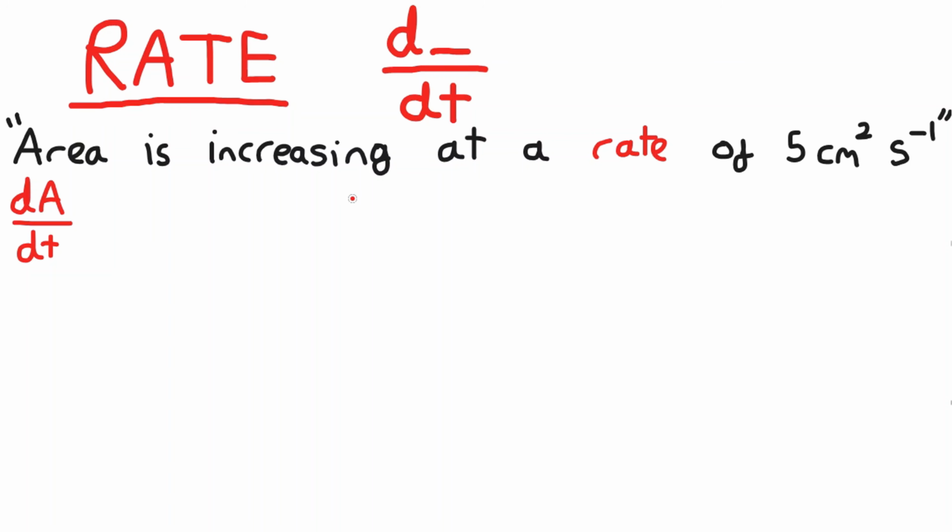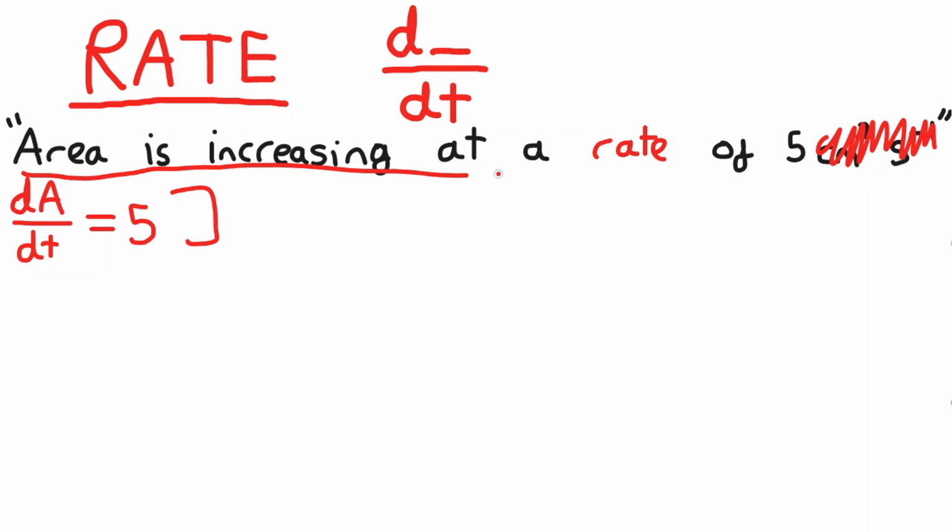So therefore, this particular part of the question is talking about dA over dt. And we're told the area is increasing at a rate of 5, and you can always just ignore the units here. And as it's increasing at a rate of 5, therefore dA over dt is going to be equal to 5. And that is the bit of information that you need to extract from this part of the question here.